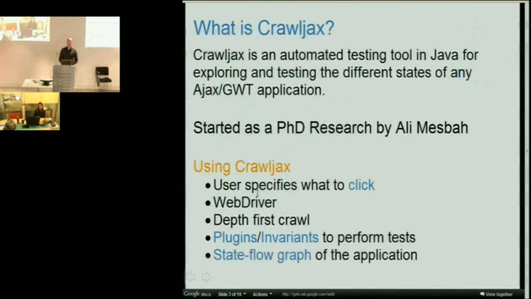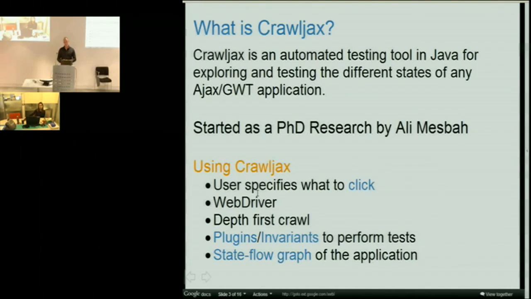So basically, what is Crawljax? Crawljax is an automated testing tool in Java for exploring and testing the different states of any AJAX web application. You can basically see it as a web crawler, but it also supports JavaScript and AJAX. It just crawls it like a normal user. It started as PhD research by my supervisor, Ali Mesbah, and his first idea was to create a web crawler to crawl an AJAX application and generate a mirror website of it, so it could be indexed by normal web crawlers like the Google crawler.